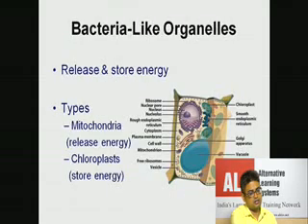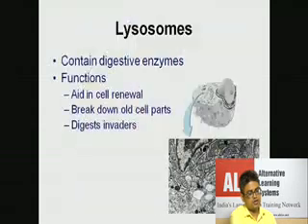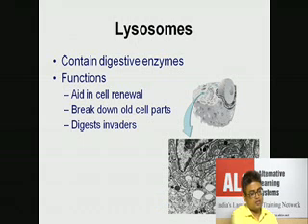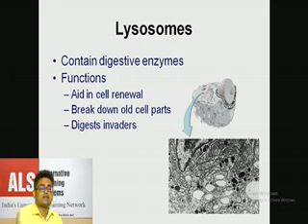Then there are lysosomes. Lysosomes contain digestive enzymes. I have discussed lysosomes yesterday. It has a very thick membrane. So they help in cell renewal, break down the old parts, and digest the invading organisms. For example, a white blood cell has the capability of digesting bacteria. So it is due to lysosomes.